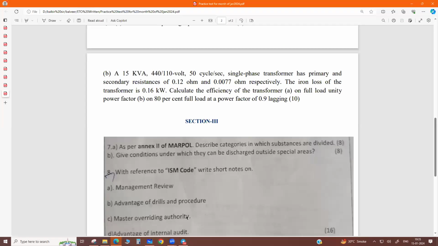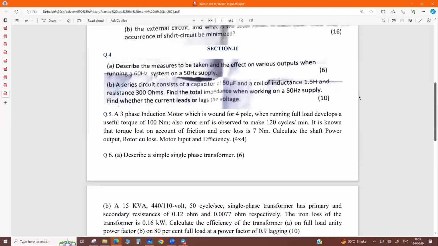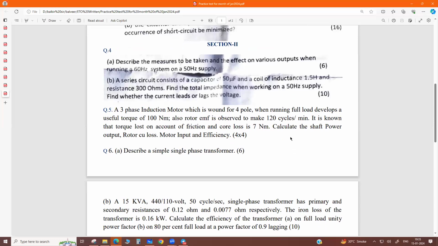You try these questions, they are just for practice. It is not necessary that exactly this will come. It is only kept for your practice. This is one electrical circuit question.